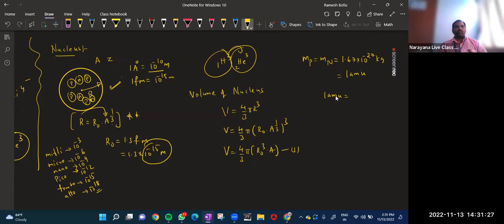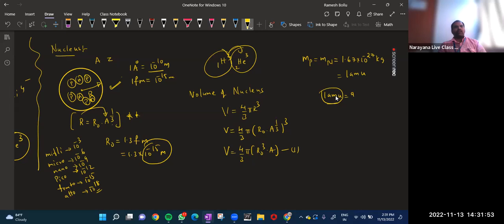1.00876 is for the proton, and the neutron is 1.00782, something like that. I'm not sure. Anyway, in the problem they will give it; you don't need to memorize that. 100% they will give it. One atomic mass unit equals how much? 930. This is actually a mass unit.